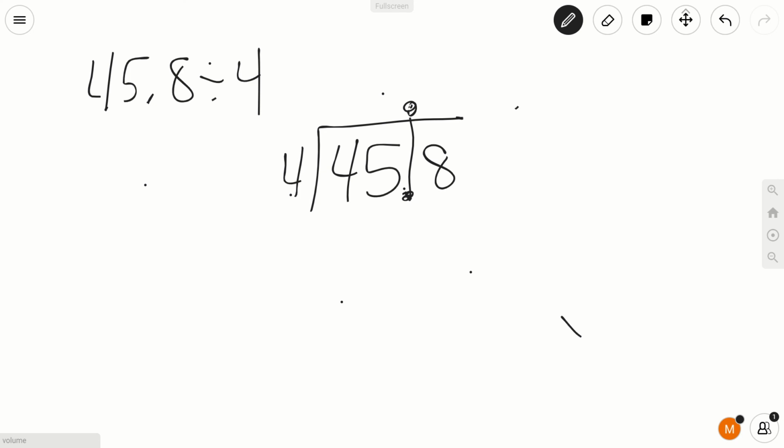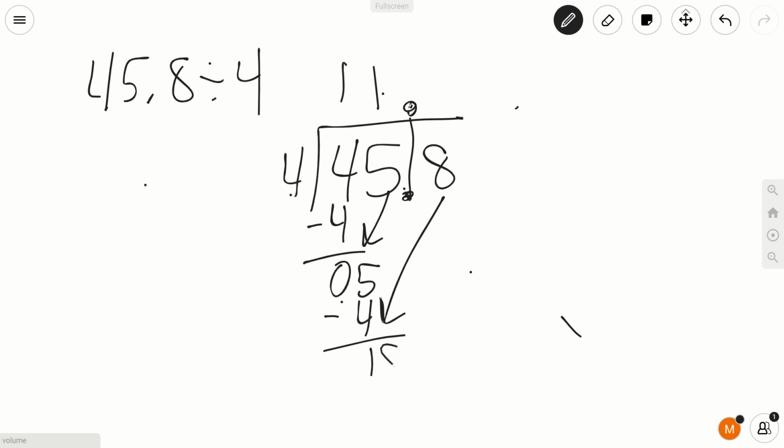Okay? Now I'm going to divide. 4 can go into 4 one time because 1 times 4 is 4. Subtract that, that leaves me 0. Bring down the 5. 4 can go into 5, everyone, one time because 1 times 4 is 4. I subtract that, bring down a 1. Okay, bring down that 8. 4 can go into 18 4 times because 4 times 4 is 16. I'm going to subtract that.